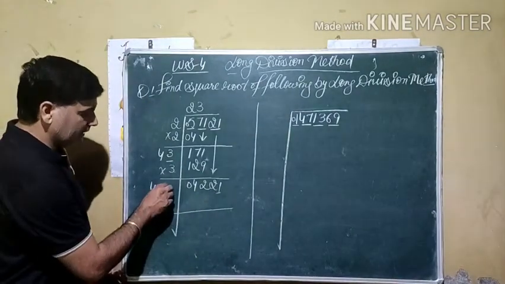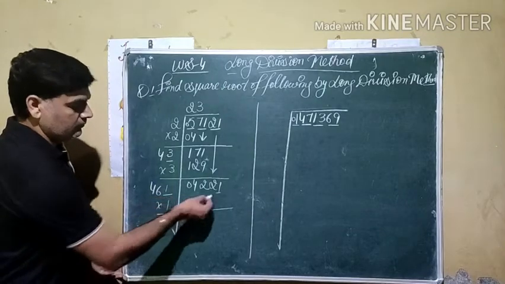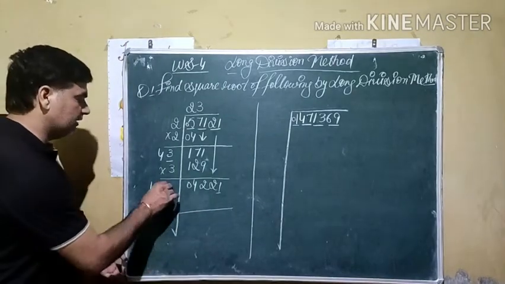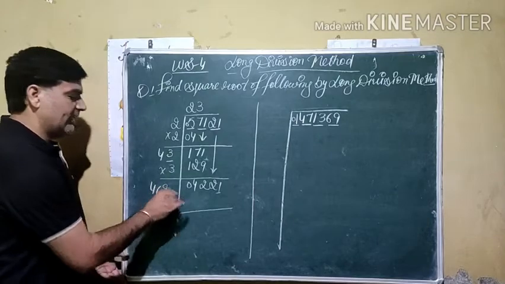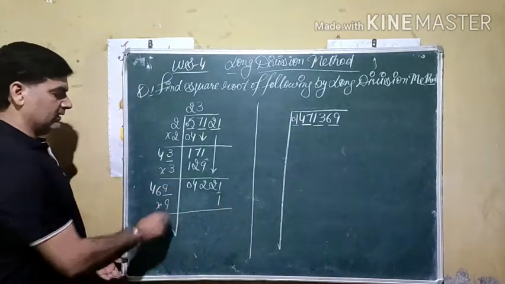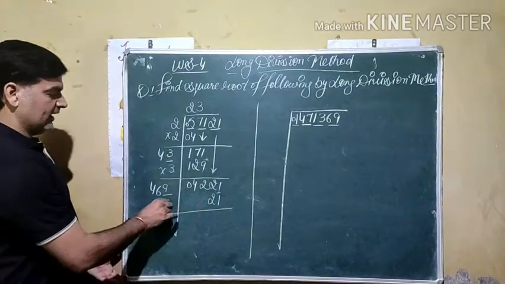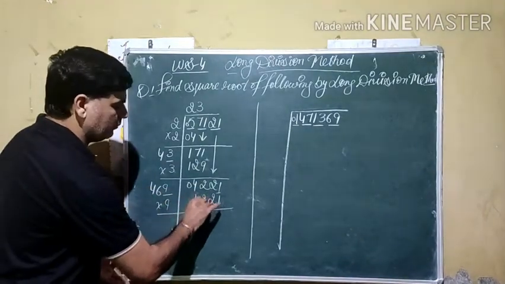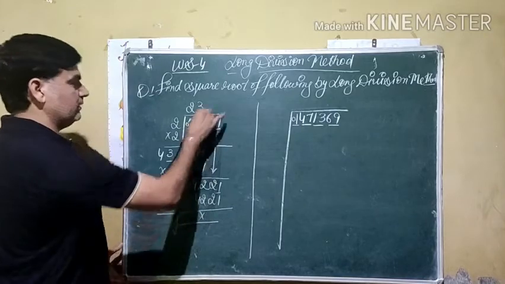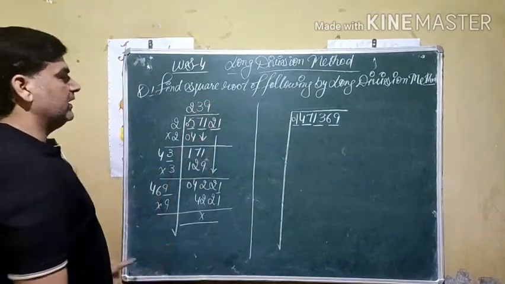If we use here 1, it becomes 461. It is too small, so we choose here 9. 9 9s are 81, 8 carry. 9 6s are 54 and 8, 62, 6 carry. 9 4s are 36 and 6, 42. So square root of this number comes out to 139.